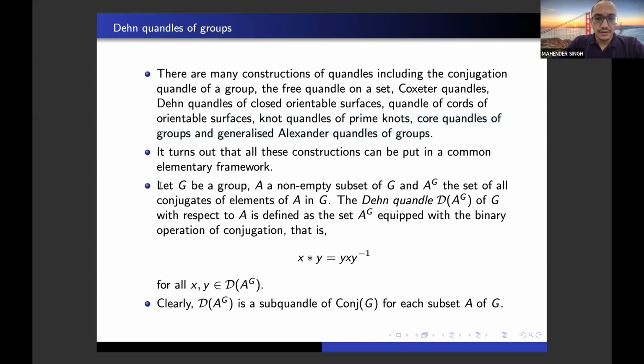So one can take an abstract group G and a nonempty subset A, and take A^G to be the set of all conjugates of elements of A in G. Then we call this set the Dehn quandle, when we consider the operation to be conjugation. Obviously, it's a quandle with respect to conjugation. In fact, it's a subquandle of the conjugation quandle.